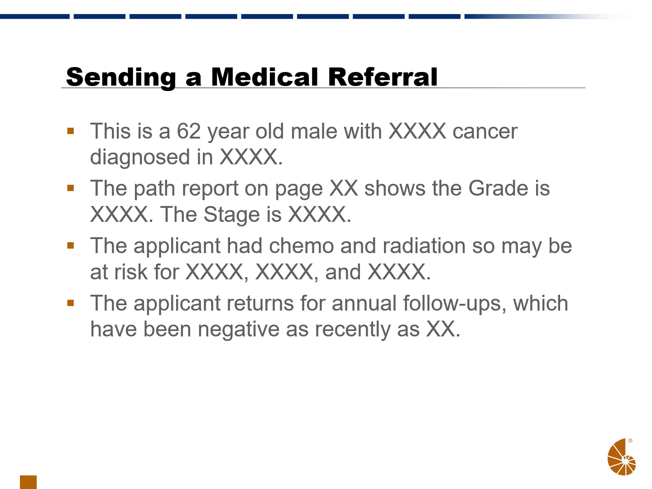This is a good way to think about sending a medical referral to one of your compatriots that you're working with in the underwriting department. When you want to ask about a particular case where the case has involved cancer in the past, you want to know the age of the applicant. Here we're going to use a 62-year-old male with X kind of cancer diagnosed in what year. The pathology report is on page X and shows the grade is X and the stage is X, with any explanation that may be helpful.